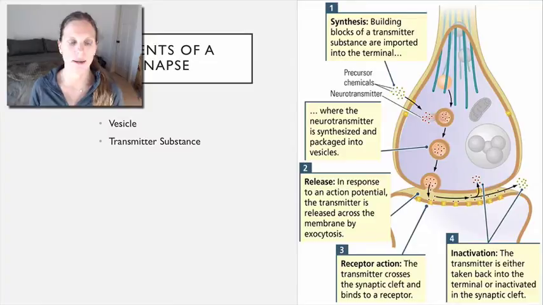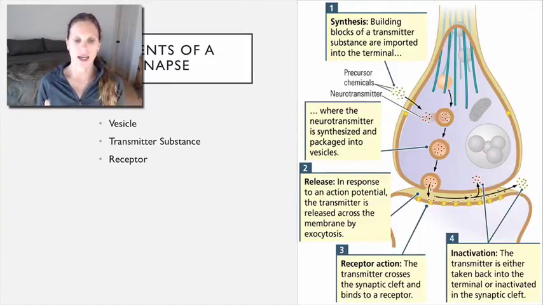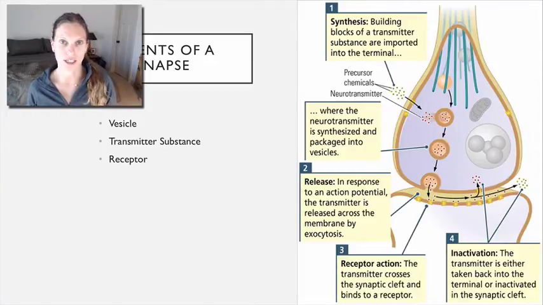And then that transmitter substance, or that neurotransmitter, has to be released. What's going to end up happening is that an action potential is going to arrive at the terminal portion of the axon, and that's going to stimulate. There are a lot of steps you probably remember from physiology, like calcium channels open and calcium rushes in, and that causes the release of the vesicle.